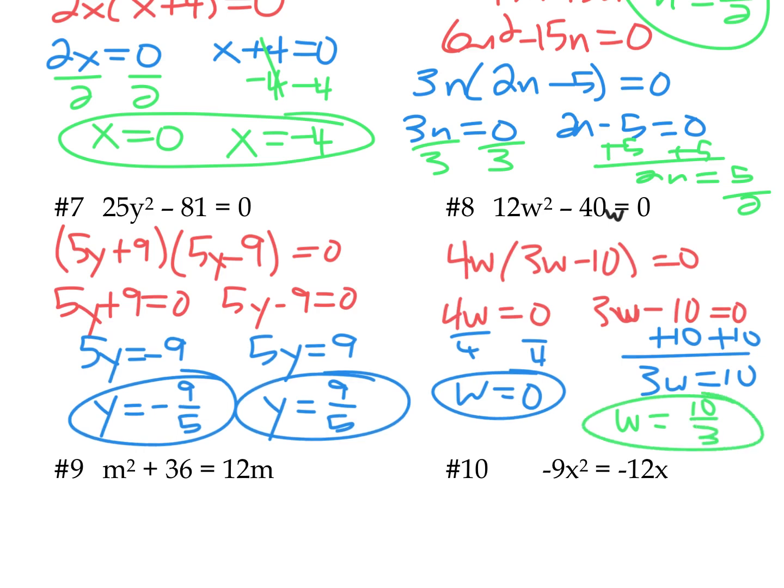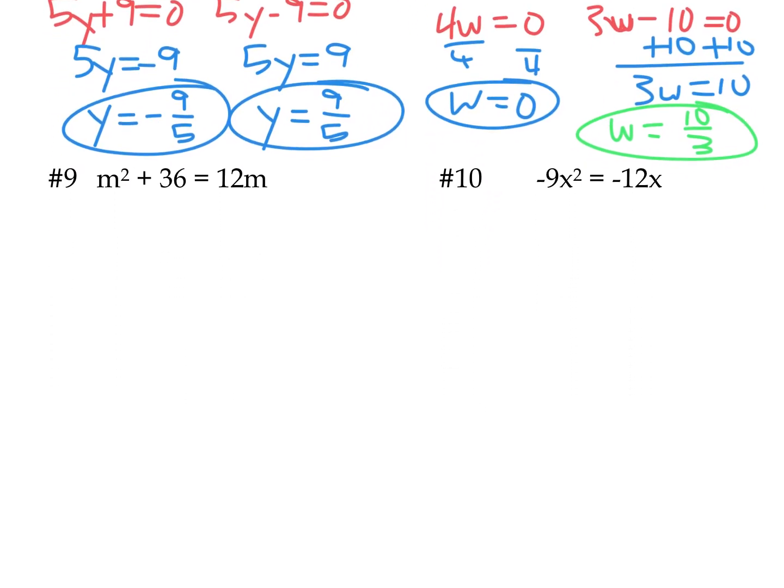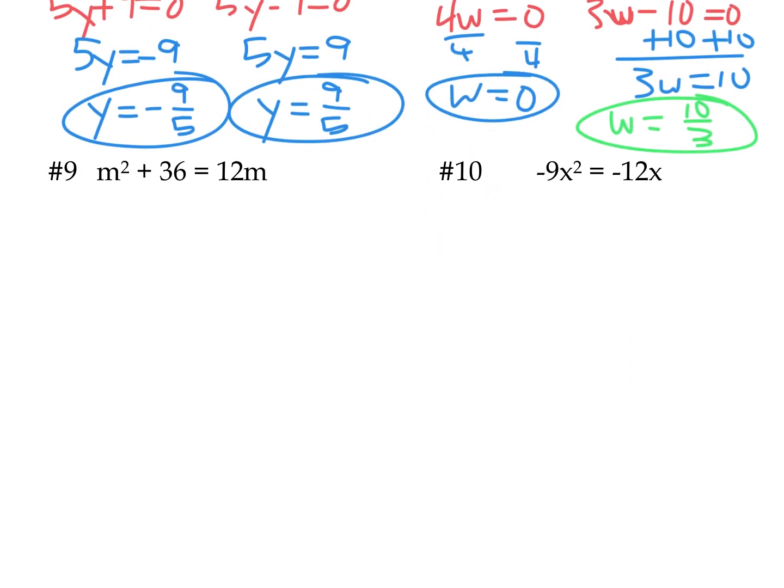Right? So factor, we have different ways we can factor. Greatest common factor, factoring patterns. We're going to see that in this next one as well. And then set each factor equal to 0 to solve. So in number 9, we've got a special factoring pattern, but we're going to have to set it equal to 0 first. Don't forget that. We have to subtract 12m on both sides.